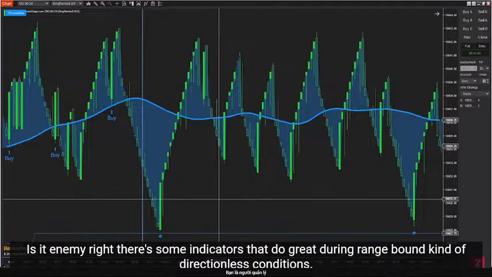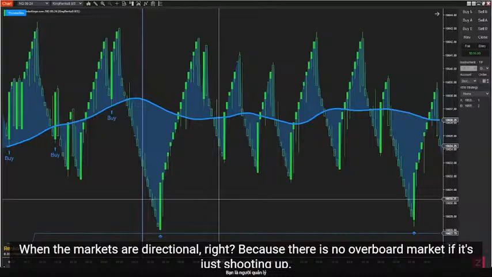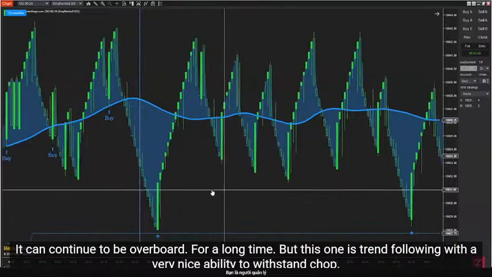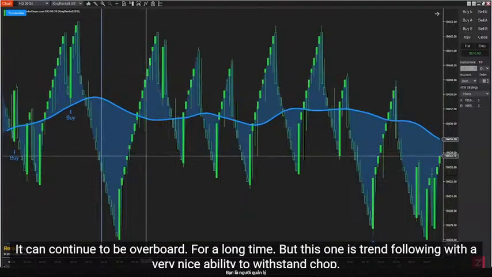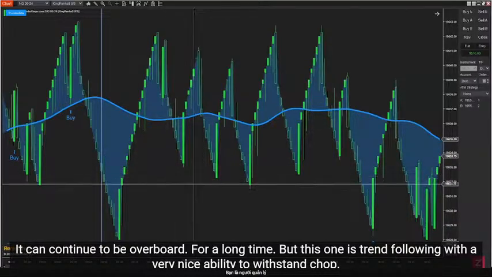There are some indicators that do great during range-bound, directionless conditions, like your overbought, oversold indicators. They do great when things are just ranging. They get destroyed when the markets are directional, right? Because there is no overbought market if it's just shooting up. It can continue to be overbought for a long time. But this one is trend following with a very nice ability to withstand chop.